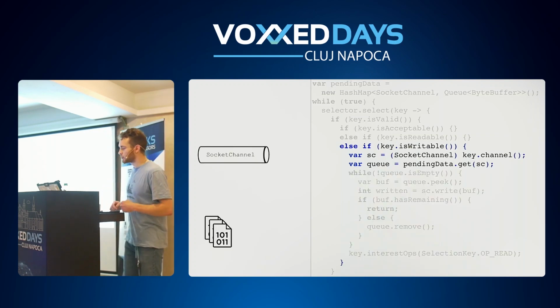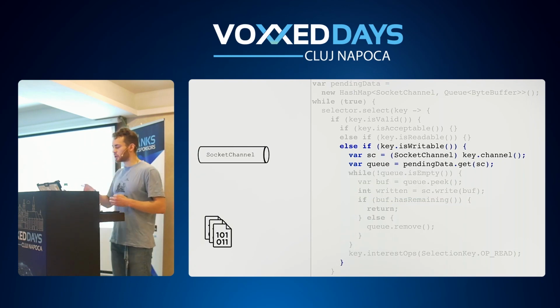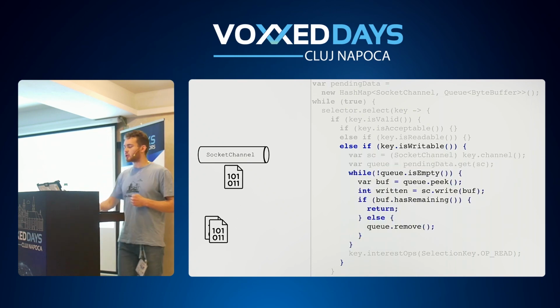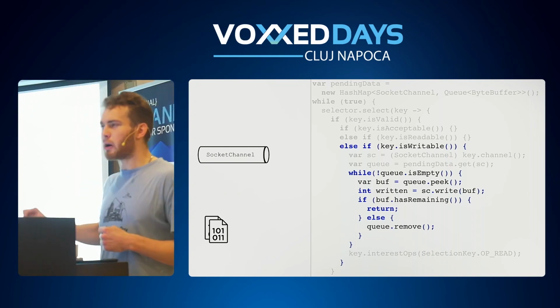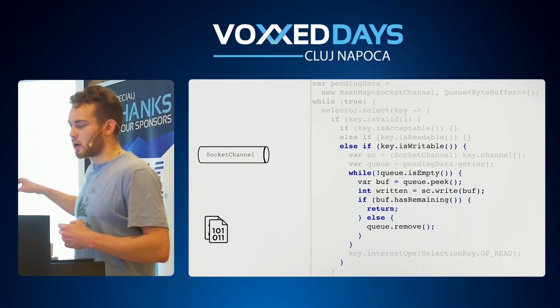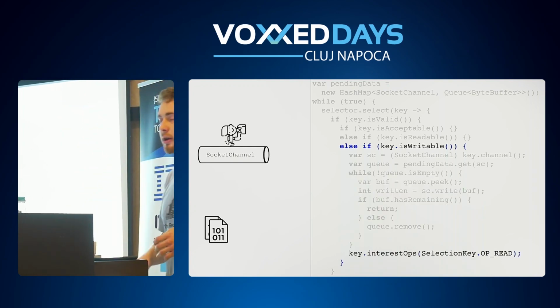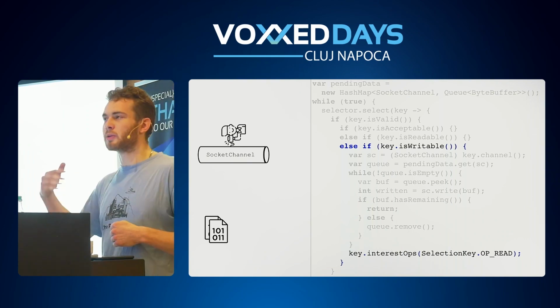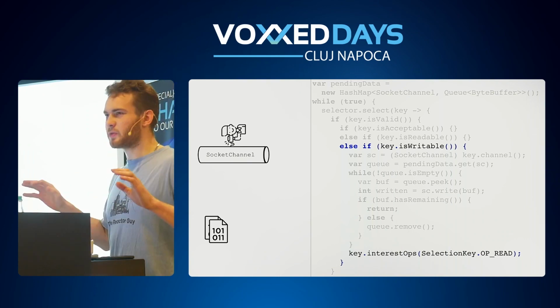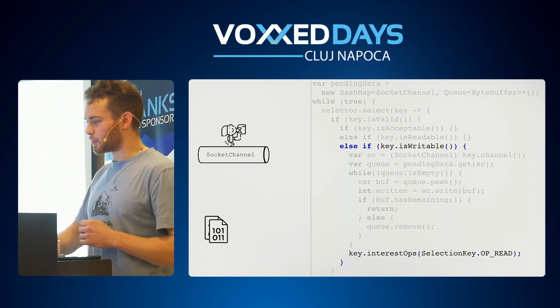So what we do here, we just retrieve the socket channel again. We retrieve the associated queue to this socket channel, and then we start writing data to the buffer. In case everything is fine, this buffer will be written and flushed to the socket channel. And then after all, we will say, okay, now we are ready to handle data again. And so forth and so on. So this is how we have to work with NIO.